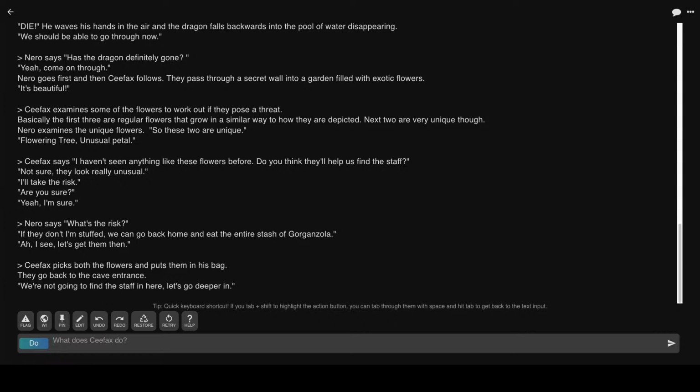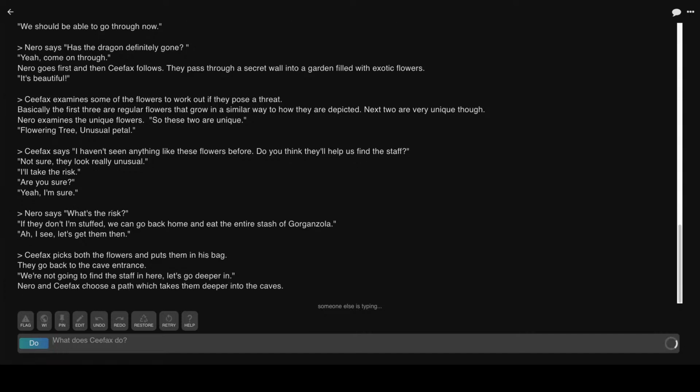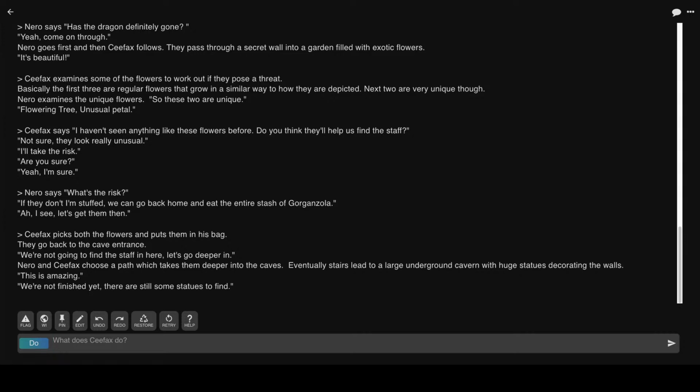So perhaps the next stage could be what happens next. So let's say Nero and Cefax choose a path which takes them deeper into the caves. Let's see what happens. Okay. Nero and Cefax choose a path which takes them deeper into the caves. Eventually, stairs lead to a large underground cavern with huge statues decorating the walls. This is amazing. We're not finished yet. There are still some statues to find.